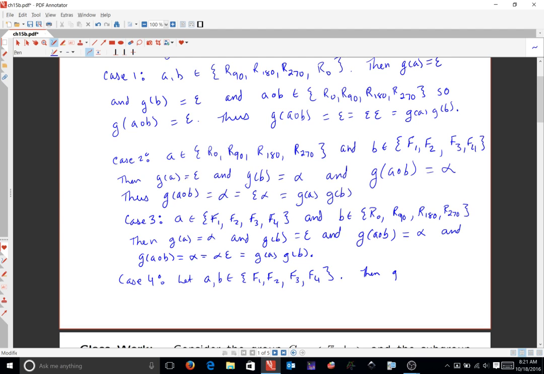What is G of A then in this case? It's a flip, so it's alpha. And G of B, I forgot the end. Now, if I flip it and then flip it again, we're back to the same face up. So this is going to be epsilon. But epsilon is also alpha composed of alpha, which is G of A, G of B. And then your conclusion was correct.